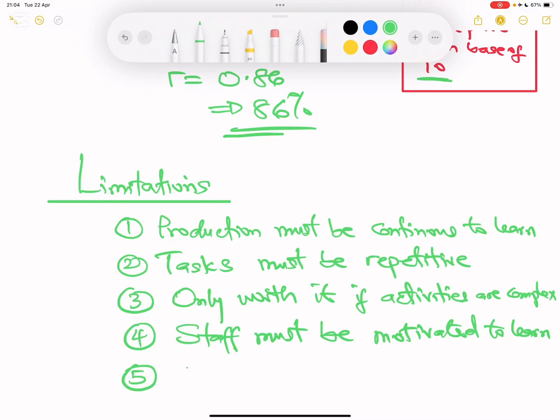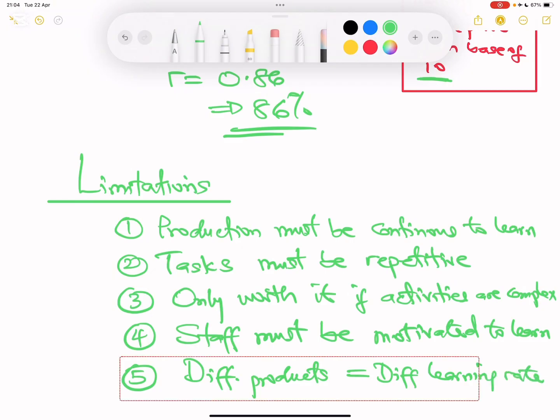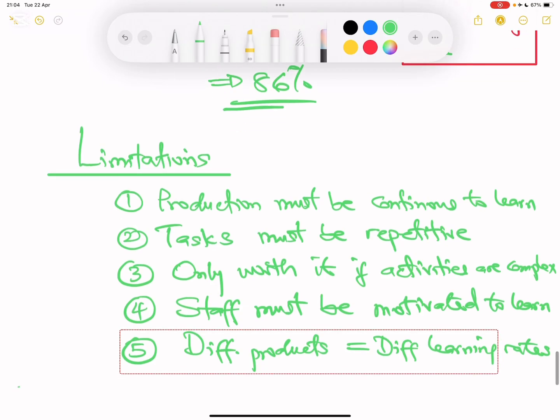So the last part is the fact that different products will always have different learning rates. So it might be difficult to apply one learning rate in a company if you have more than one type of product. So these are the limitations of learning curves, which you need to take note of. They can come up in your MCQ questions, or maybe those sub questions, that might be 2 marks, 3 marks.